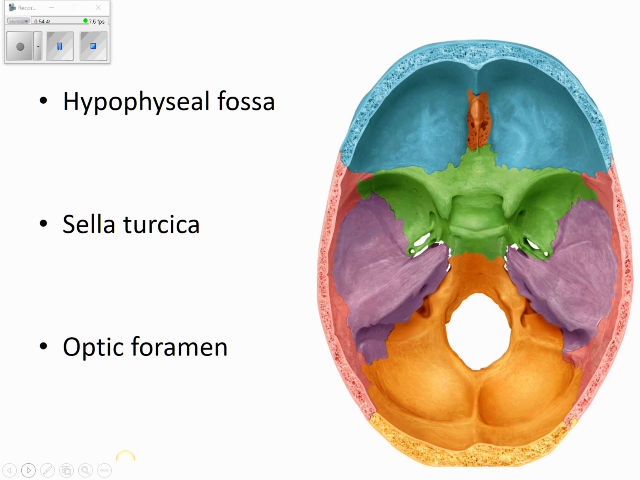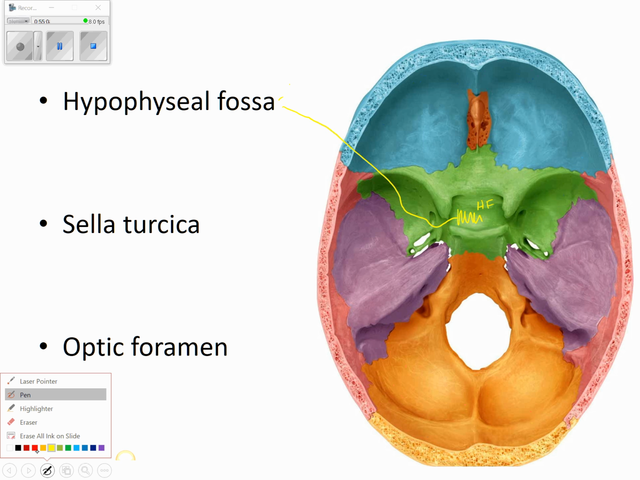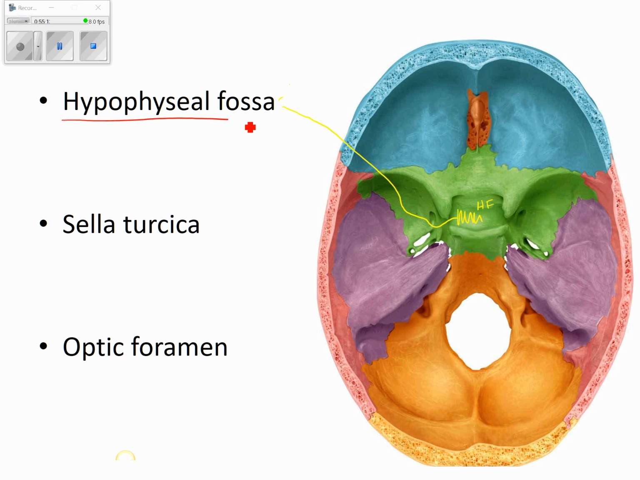Next, of course, you have the hypophyseal fossa, which is this inner piece here, and it is a fossa. I'm going to try to change the markers again. I apologize. But the hypophyseal fossa, of course, houses the pituitary gland, also known as your hypophyseal gland. So that's how it gets its name.